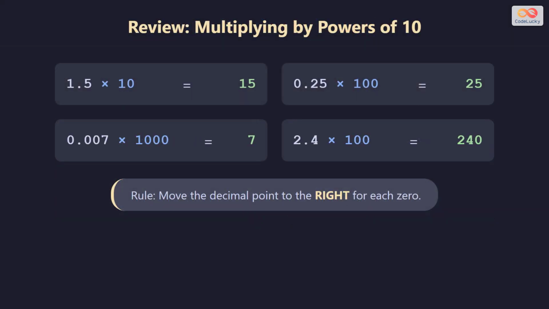Before we start, let's review a key rule. When you multiply a decimal by a power of 10, like 10, 100, or 1000, you simply move the decimal point to the right. 10 moves it one spot. 2 zeros move it 2 spots. This is the magic we will use.